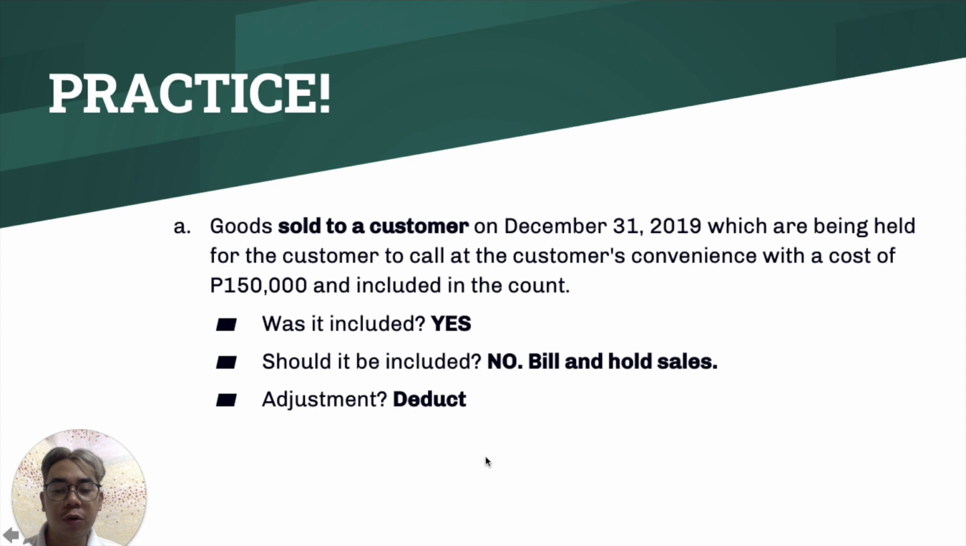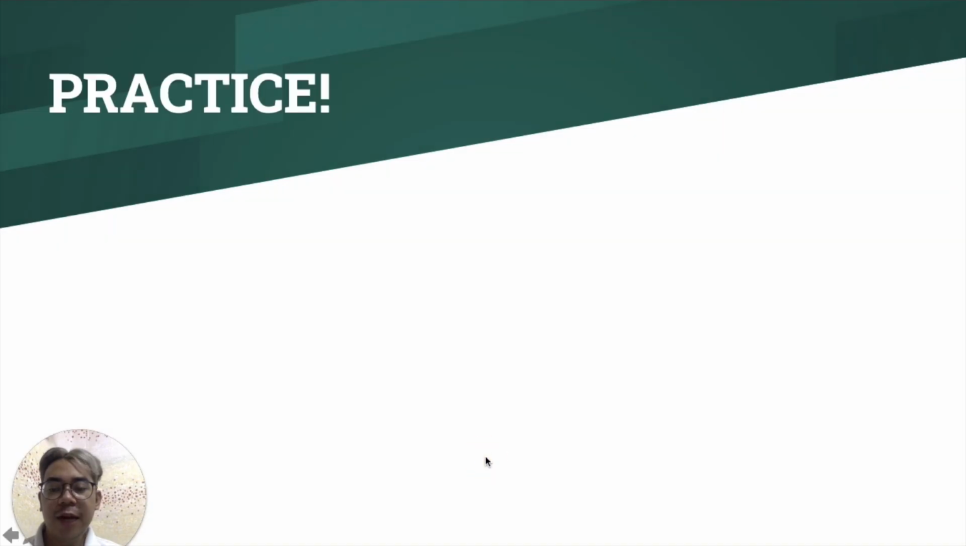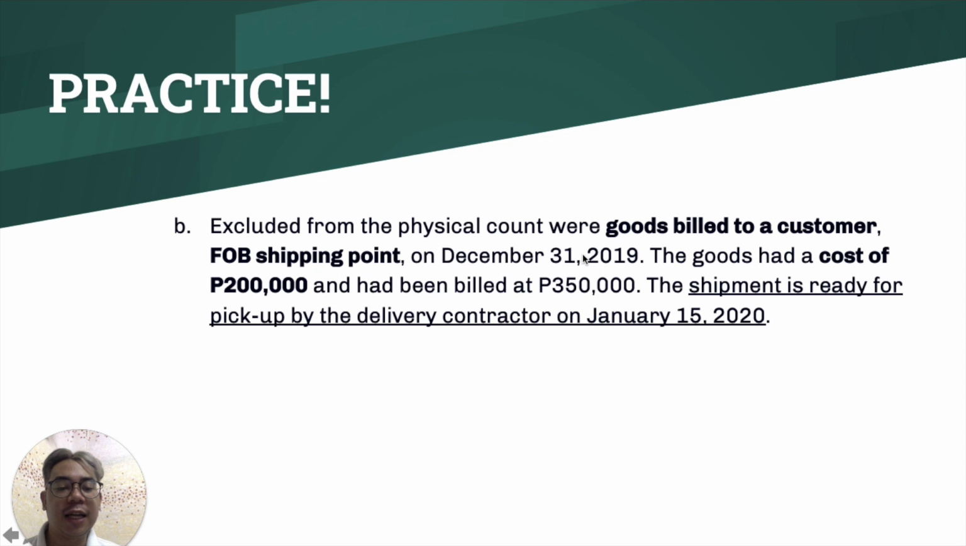So let's go to letter B. For letter B, excluded from the physical count were goods billed to a customer, FOB shipping point. Again, your role here is you are the seller. On December 31, 2019, the goods had a cost of 200,000 and had been billed at 350,000. Take note, if you are adjusting the inventory, the amount that you are trying to look for is yung cost, no? Hindi natin kukunin yung selling price or yung billed amount, but yung cost.